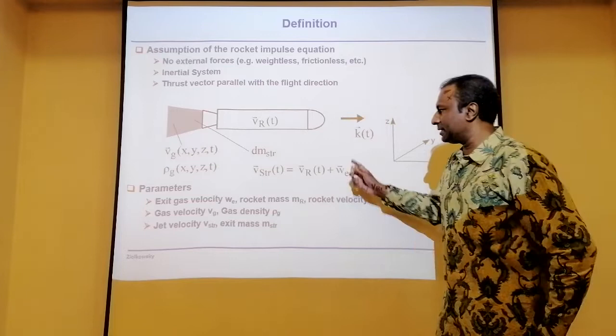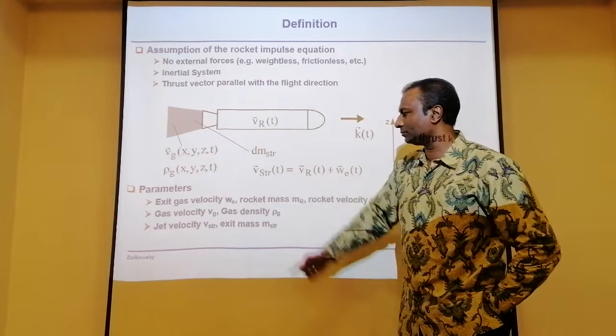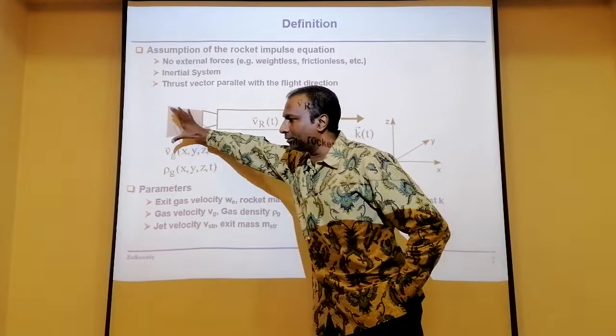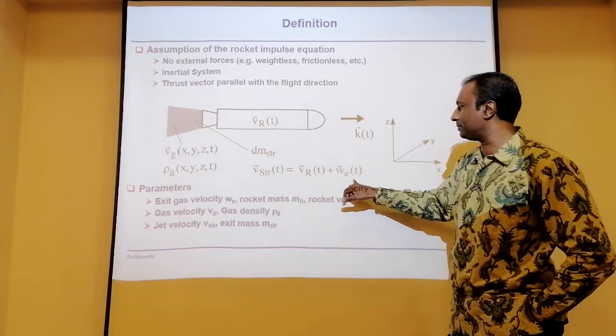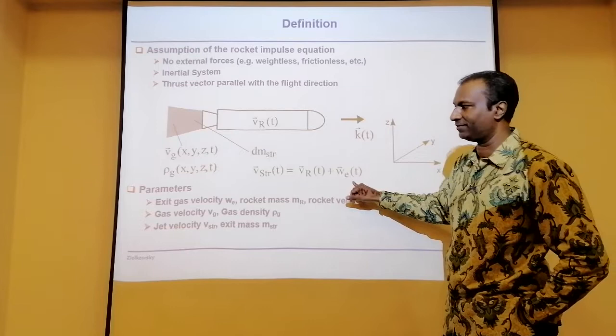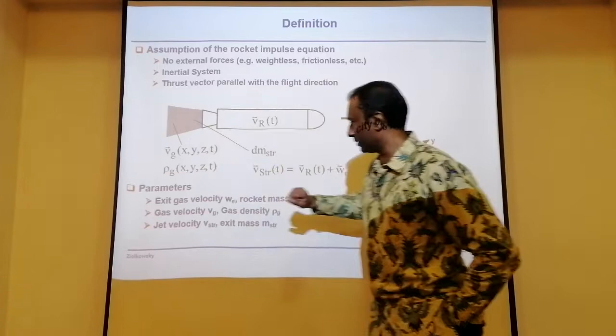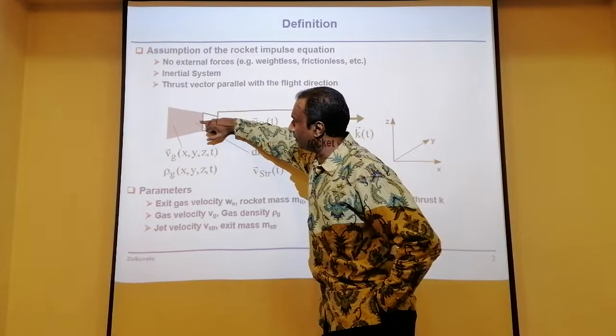Simple equation. If you look at it, this is your jet. Now this jet, the splash of gas out, is equivalent to the rocket velocity plus the exit velocity. This is the exit velocity, yeah? Okay, this is the jet velocity. This whole thing is jet and exit velocity.